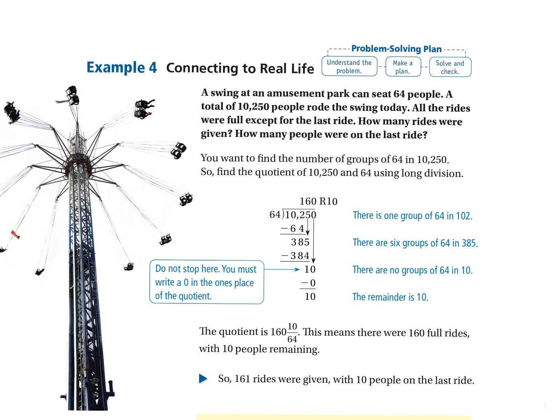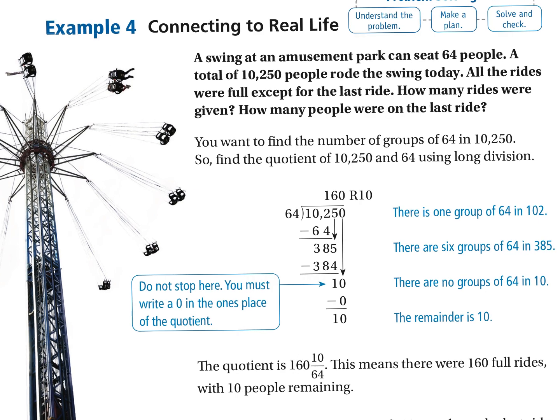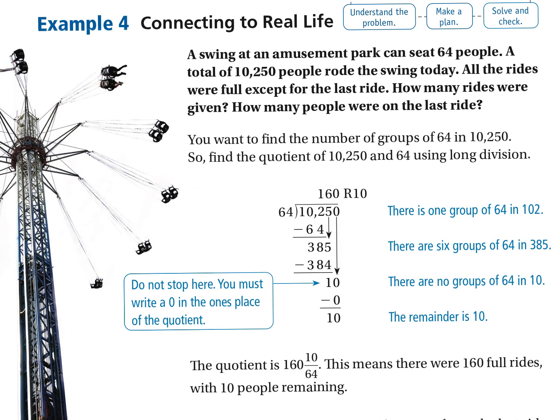Okay, let's keep going because we're almost done with our examples. This is our last one. It says connecting to real life, so it's giving us a real life problem. A swing at an amusement park can seat 64 people. A total of 10,250 people rode the swing today. All the rides were full except for the last one. How many rides were given? How many people were on the last ride? You want to find the number of groups of 64 in 10,250. So to solve this problem, we're going to find the quotient of 10,250 and 64 by using division.